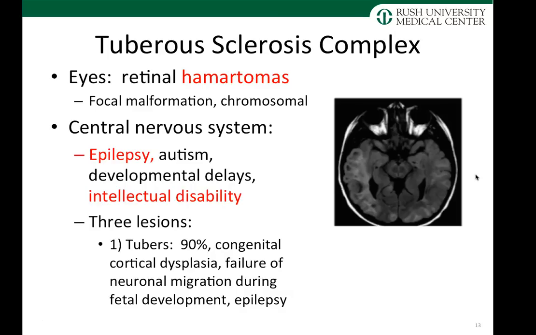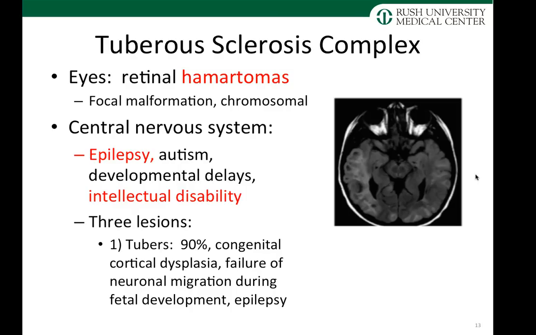This particular disorder is associated with hamartomas, and it's classic to have these in the retina. A hamartoma is a focal malformation, and it tends to be related to a chromosomal abnormality, but you will see these in multiple neurocutaneous syndromes. The central nervous system is affected in this disease, and patients will clinically present in childhood or adolescence with epilepsy, autism, developmental delays, or intellectual disability.